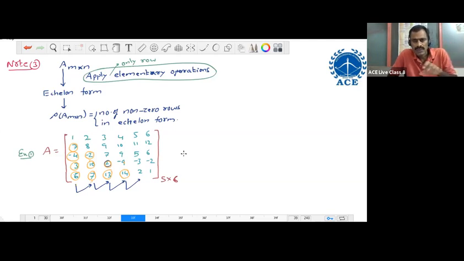Next, we go to the second column. In the second column, below the second element, make all other elements zeros. For making the second column elements zeros, use the corresponding second row. For the third column, use the corresponding third row. For the fourth column, use the fourth row. For the fifth column, use the fifth row, like this. It is a method of reduction only. Later we will do problems on this also.